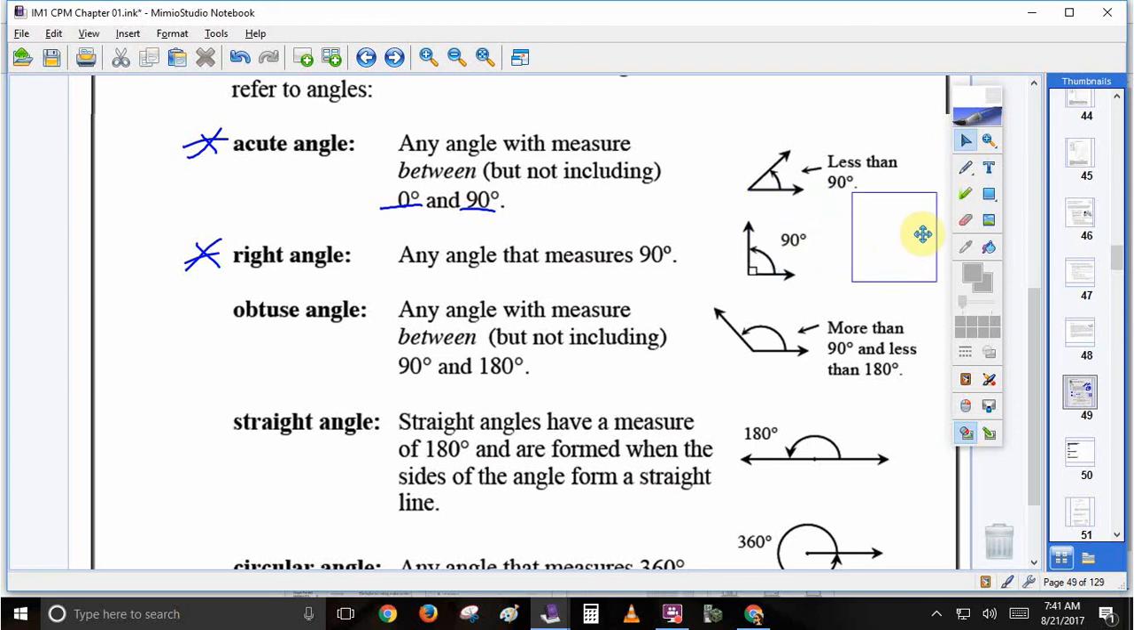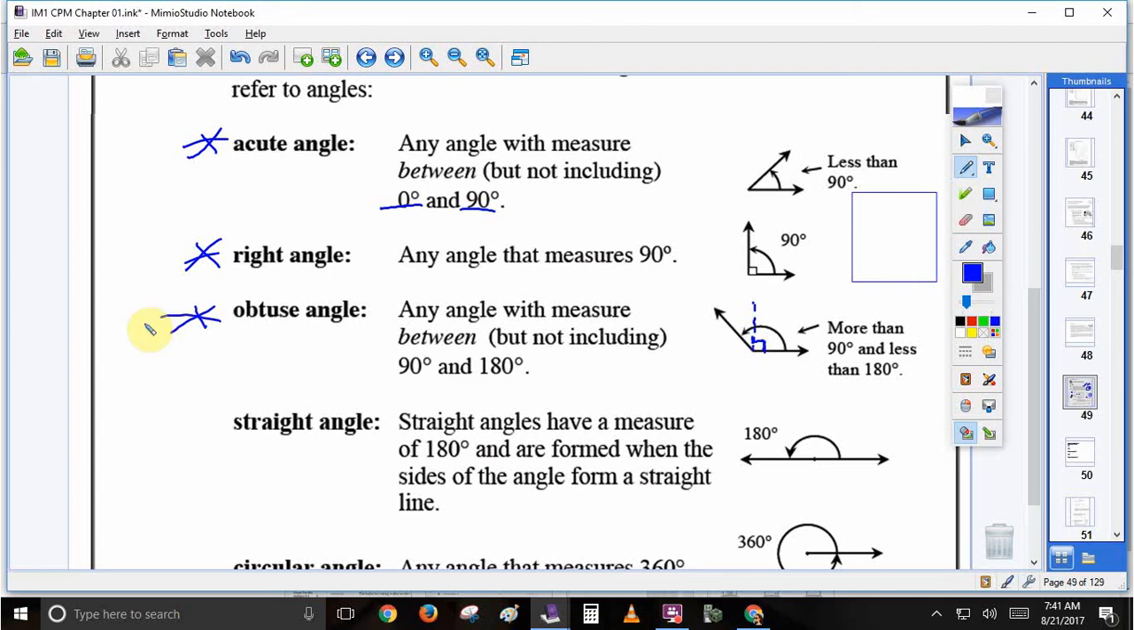All right? Obtuse angle. An obtuse angle is a big angle. It's any angle between 90 and 180 degrees. So now we had our 90-degree line right here. This would be 90 degrees. We're past that 90 degrees, so we are into obtuse territory.